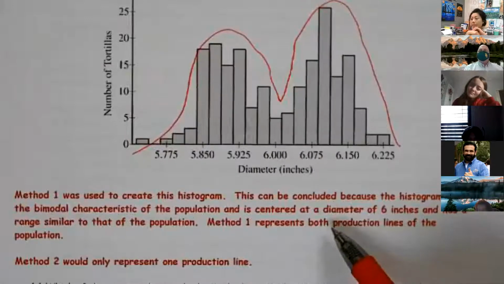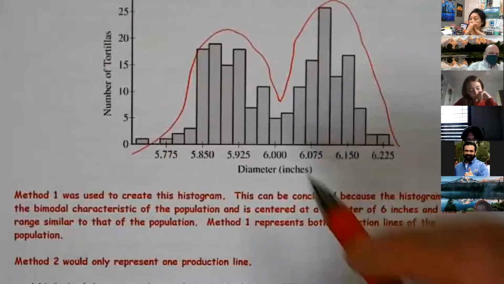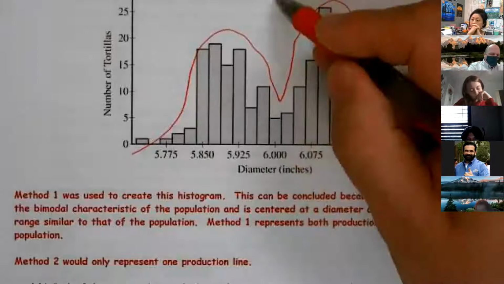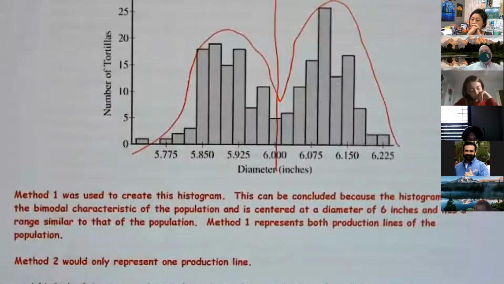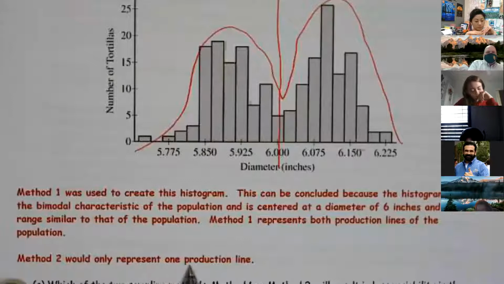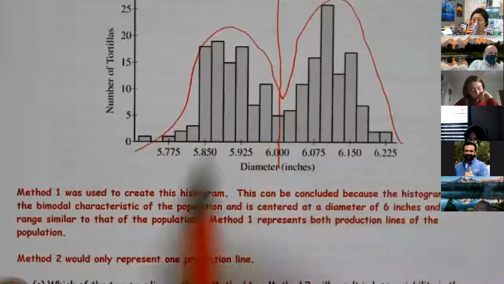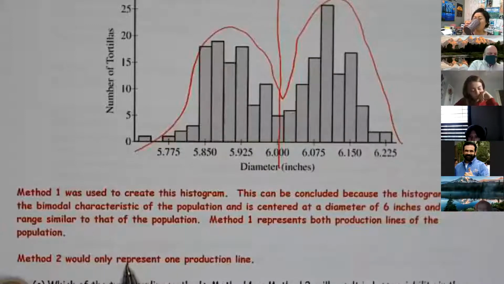So method 1 was used to create this histogram. This can be concluded because the histogram shows the bimodal characteristics of the population and is centered at a diameter of 6. Once again, here's where I think the mean is approximately, and it has a range similar to that of the population. Method 1 represents both production lines of the population, whereas method 2 would have only represented 1. So this one's representing 2 distinct, and this is only representing 1.